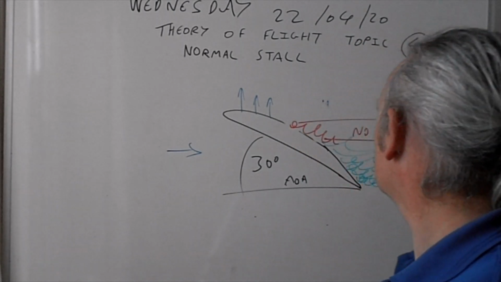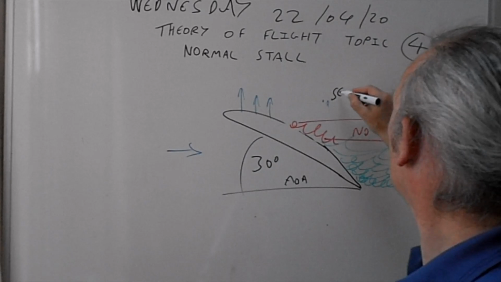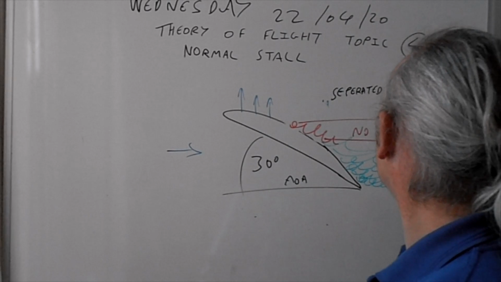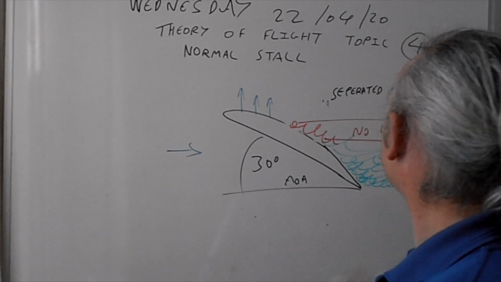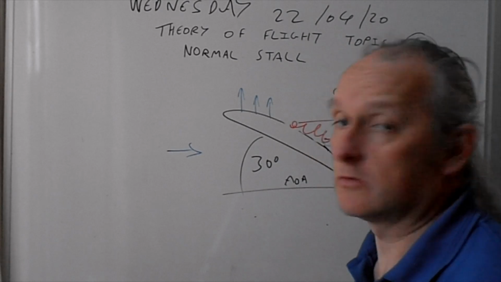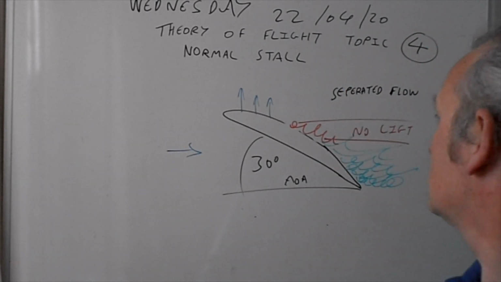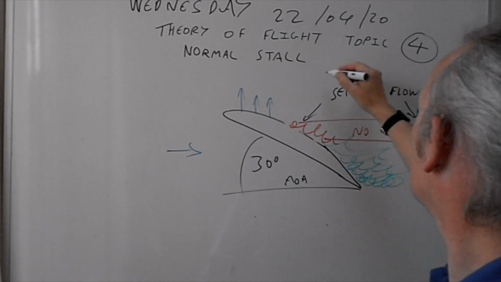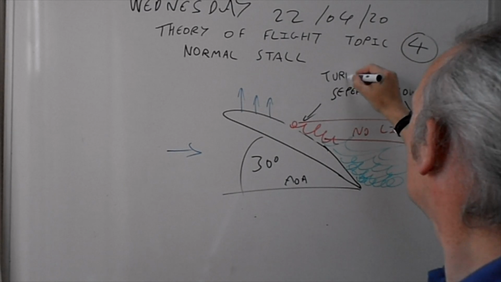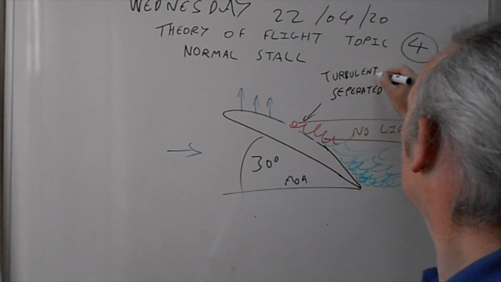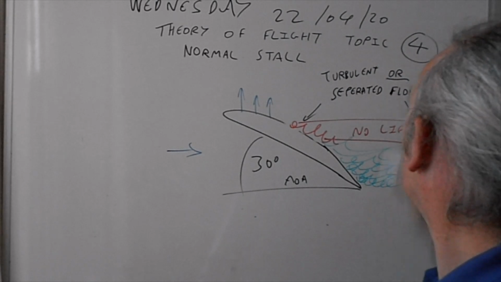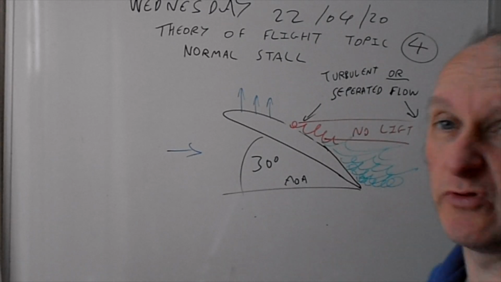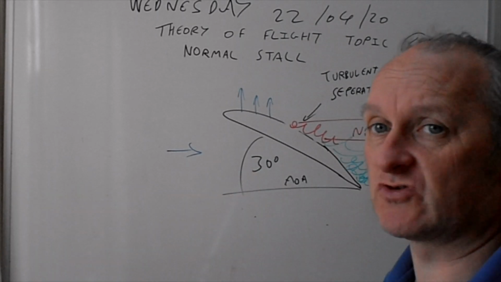The other term I'm going to use, right, is separated flow. So you've got turbulent flow. This is all separated flow here, this part here, right? Doesn't matter which one, don't call it turbulent separated flow, save yourself a bit of typing. Doesn't matter which one you call it, they're both accurate. It's separating from the wing surface, right?